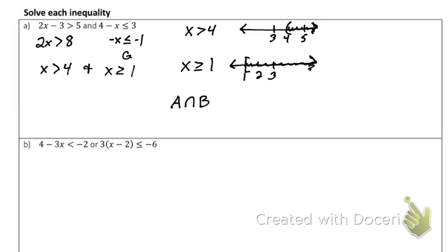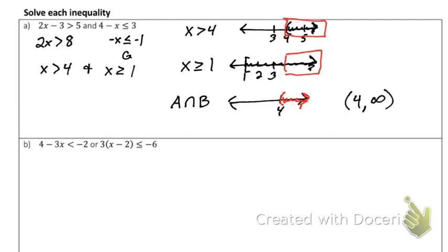So our overlap basically will be this section here along with this section here. That's our overlap. So we are just going to have 4 with a parenthesis on it going to infinity because all those numbers are in both sets at the same time. I'm also going to put this in interval notation because I will probably ask that. So this would be 4 to infinity. So if I ask for interval notation, that's how you'd find it.